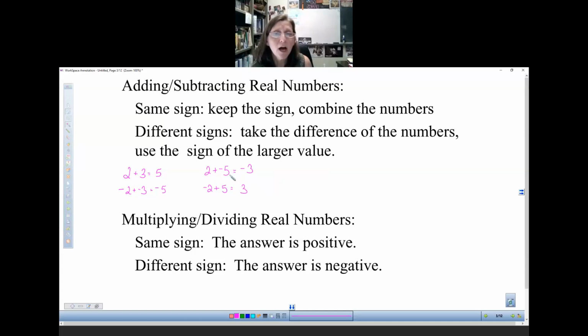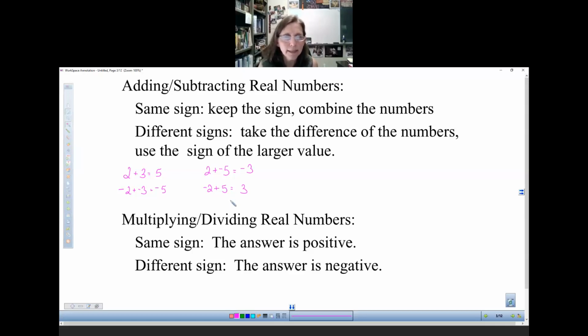So if you have opposite signs, you look at the difference in the two values of those numbers, and your final answer is going to take on the sign of the one that has the larger value. So in this case, my larger value is the 5, and it has a positive value. So hopefully that reminds you about adding real numbers.